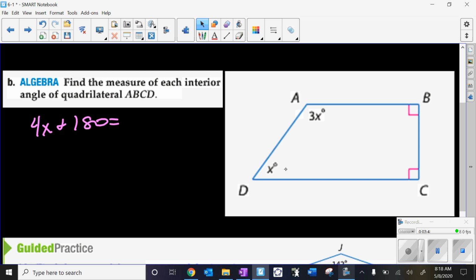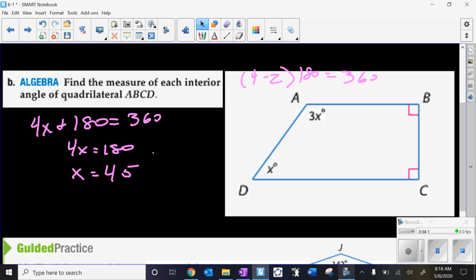Since I know it's a quadrilateral, we know it can be split up into two triangles, or we can find the sum of the interior angles by using n minus 2 times 180, which would get us 360 degrees. So I'm going to set this equal to 360. We can solve this. Subtract 180, that's going to get us 180, and then divide by 4, that's going to get us 45.